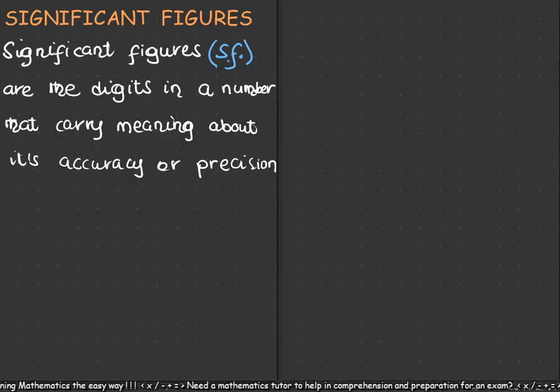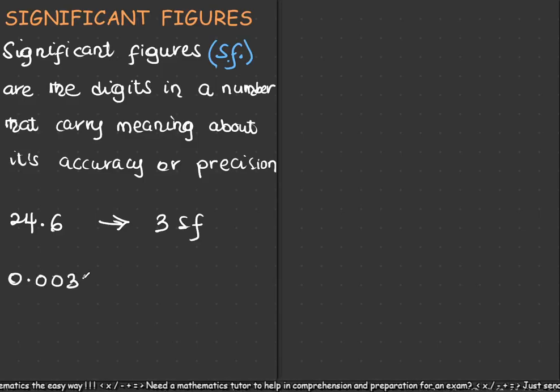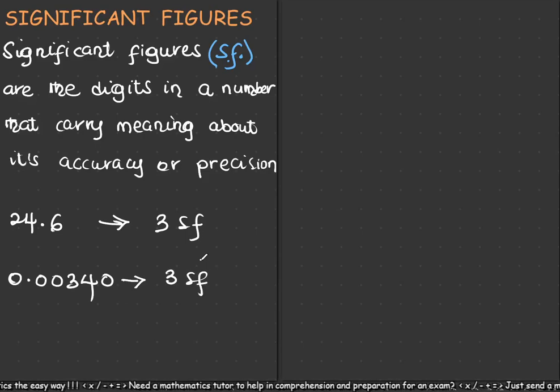So on that note, if we have a number such as 24.6, this one is actually made up of three significant figures. On the other hand, if we have 0.00340, this is also made up of three significant figures. Now you might be asking, why does this have 3 significant figures and this also have 3? That is our next item we'll be looking at.